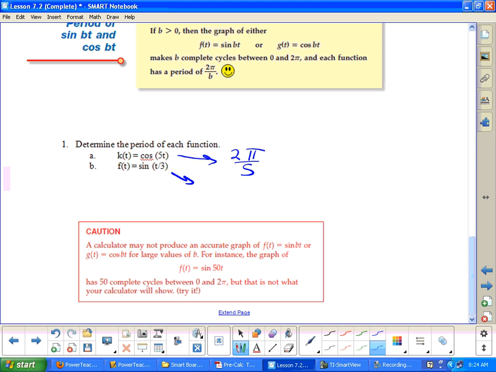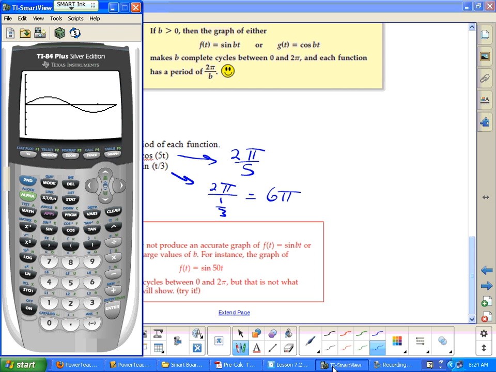And for letter b, that means we're doing 2 pi divided by, what's the value of b there when it says t over 3? 1/3. So dividing by 1/3 is the same as multiplying by 3, so it's 6 pi. Let's take a look at that graph. The period is 6 pi. That means I need to go from 0 to 6 pi if I want to see one cycle.